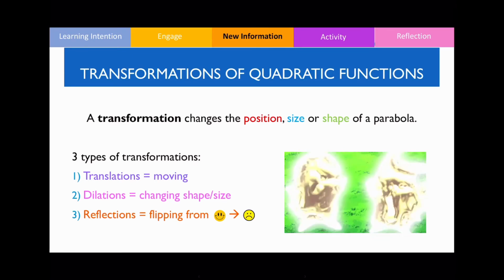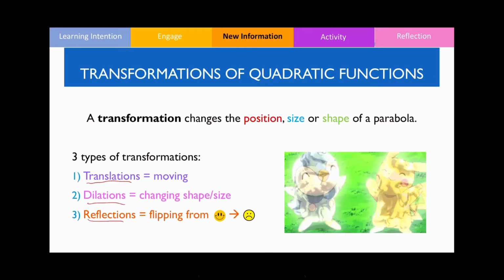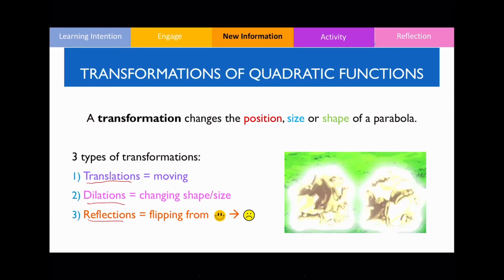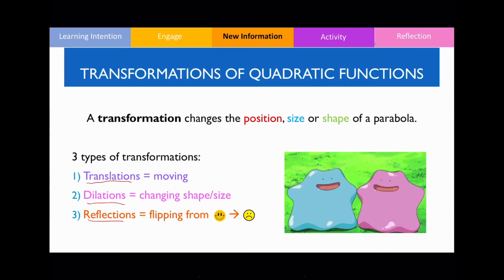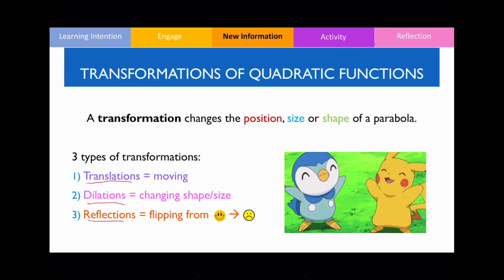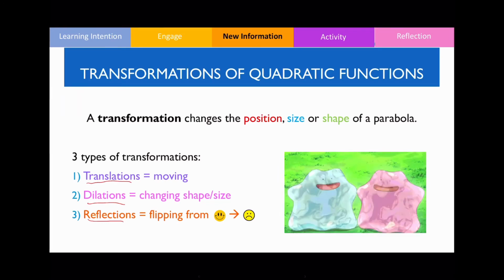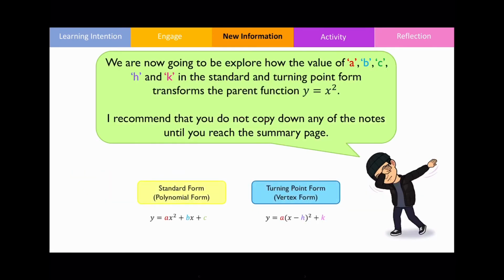Before we move on, it is really important that you understand the definitions of these three different types of transformations, as I will be asking you questions later on about what type of transformation has taken place. Now, the reason why I've shown you the different forms of a quadratic equation is because the different letters found in different forms actually change the shape or size of the parabola.